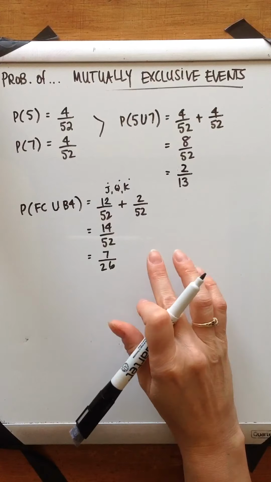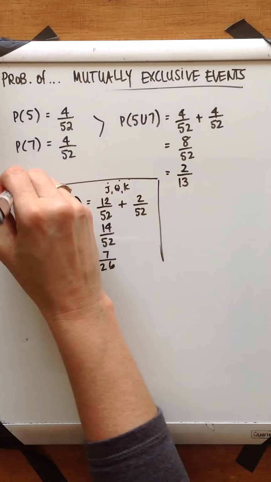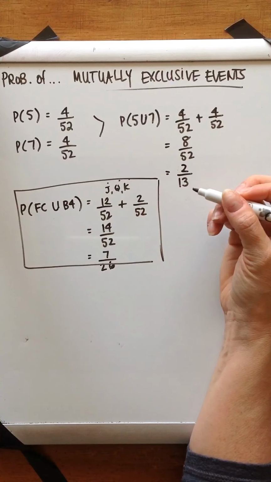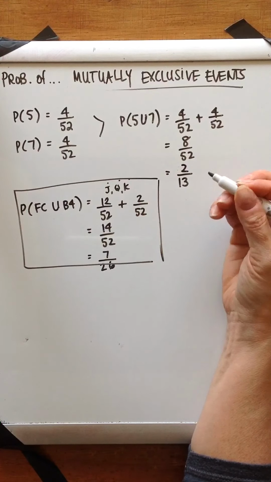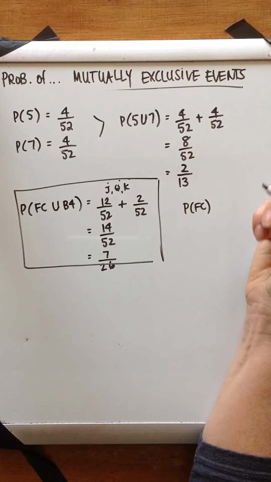Now, let's go back to this example right here, and let's modify it just a wee little bit. What's the probability of drawing a face card or a spade?